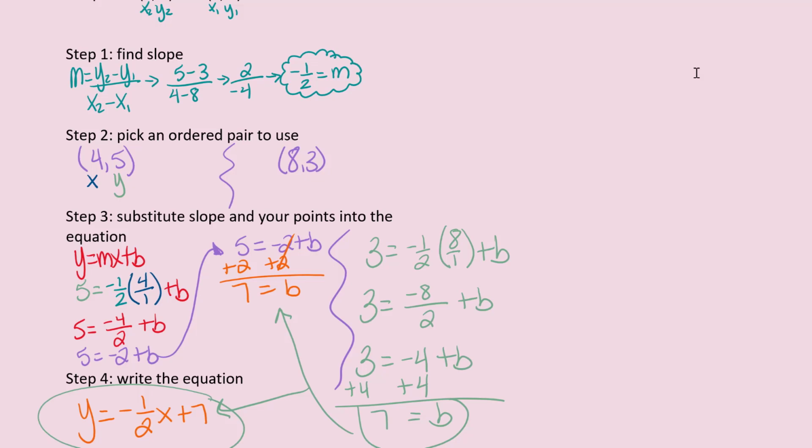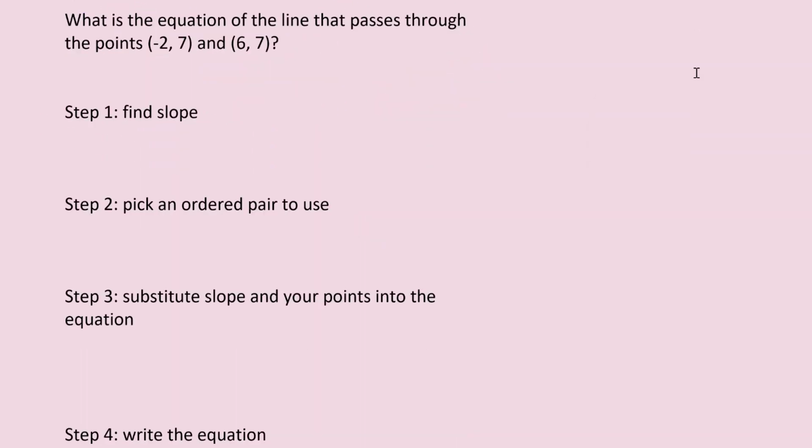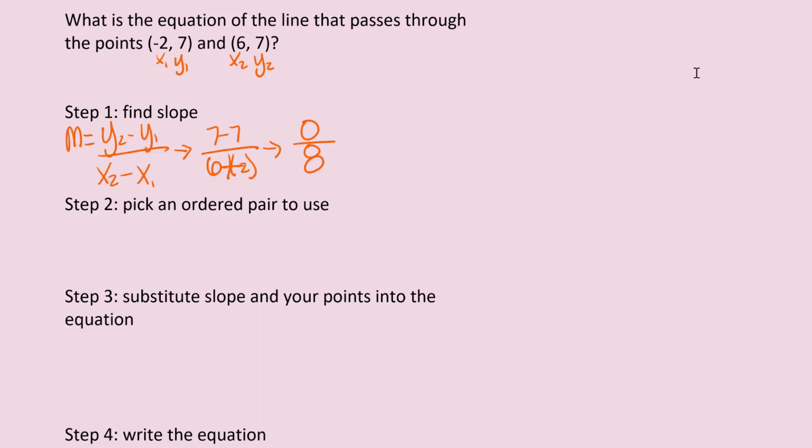All right, let's do one more really quickly. This time we're going to figure out what the equation of the line is that passes through the points (negative 2, 7) and (6, 7). You'll notice that for this slope, we got 0 over 8. And 0 divided by anything just gives us 0. So our slope for this problem is 0.